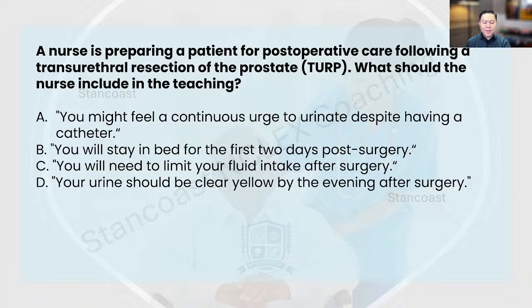All right, if you're paying attention to the lecture, you're going to get this correctly. So what is your option? Is it letter A? So let's go through the options. When you're going to select letter A, you might feel a continuous urge to urinate despite having a catheter.